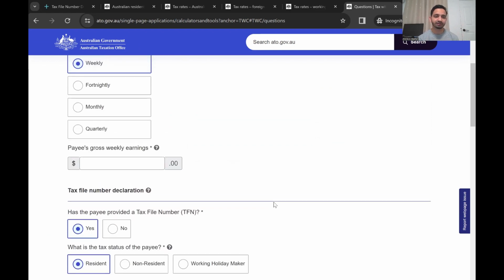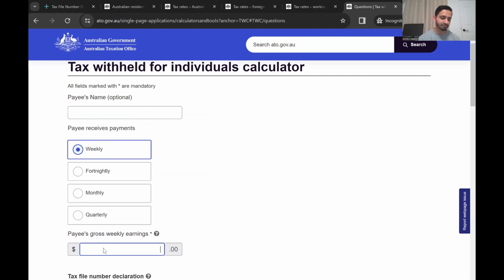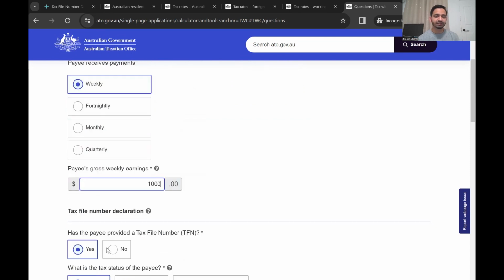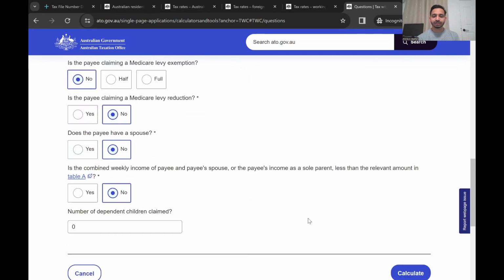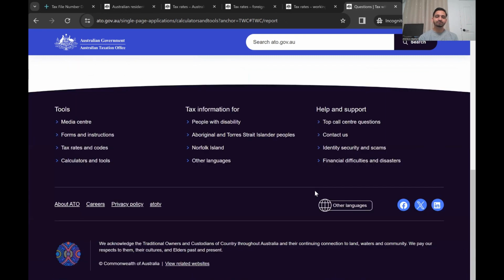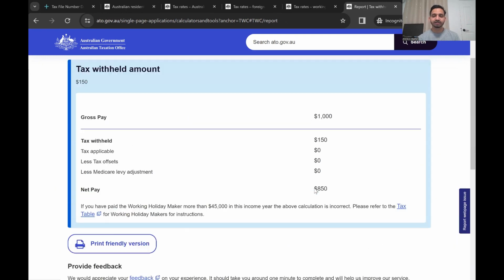Let's say you're a holiday maker and you are again making $1,000 per week. You can see again, you don't have the tax-free threshold option available to you. Come down and calculate their taxable income, and you're going to see the tax rate is 15% now, right? So you can see the tax rate is significantly lower because it gets charged 15% on your weekly pay. It's only 15% charged for the working holiday visa, right?